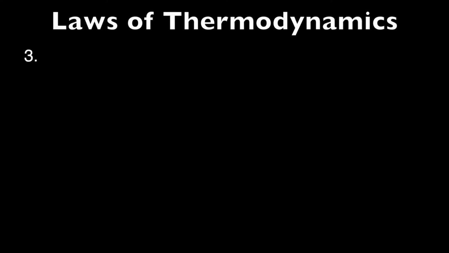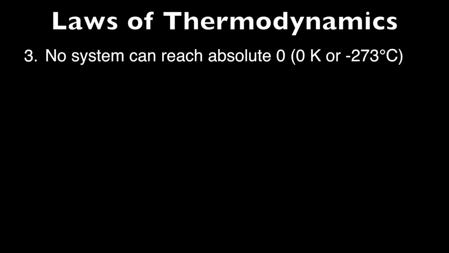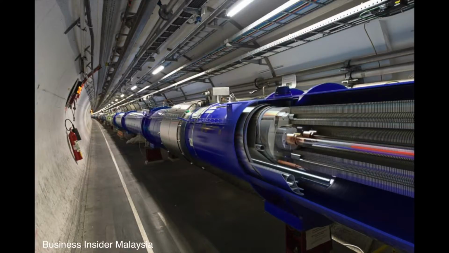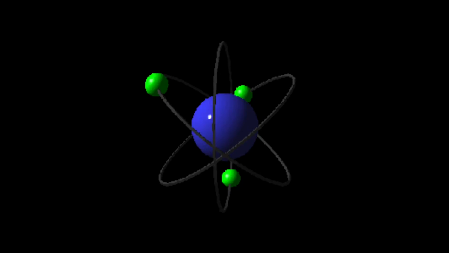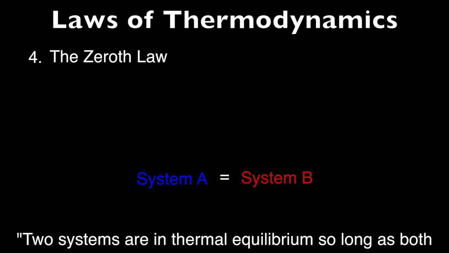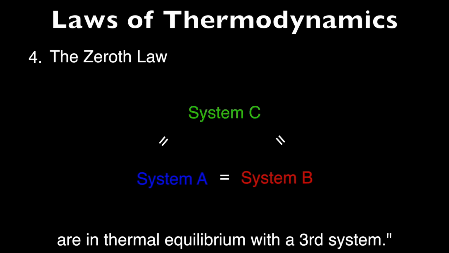The third law states simply that no system can reach absolute zero. Although many have gotten close to 0 Kelvin, due to quantum mechanics there is always motion at the atomic level. The final law, also known as the 0th law, states 2 systems are in thermal equilibrium so long as both are in thermal equilibrium with a third system.